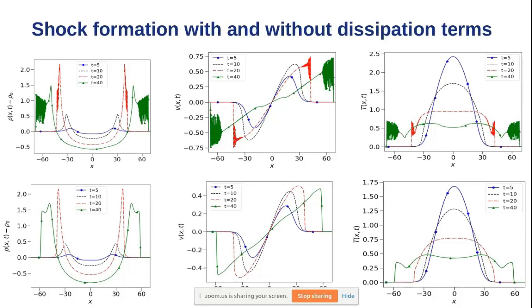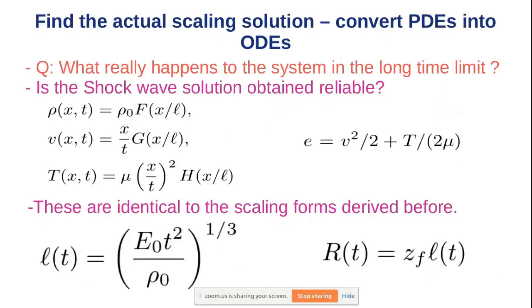Yes. Now the final part of my talk is concentrated on justifying myself. I want to say I have made it easy for myself, but have I made a mistake in doing that? I want to investigate that now. The investigation is what actually happens to the system in the long time limit, and is this solution obtained in this way actually reliable? Sorry, Santhosh, why are there oscillations around the shock?